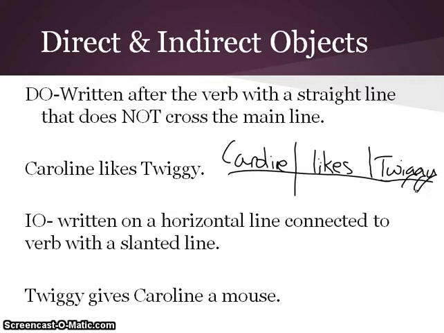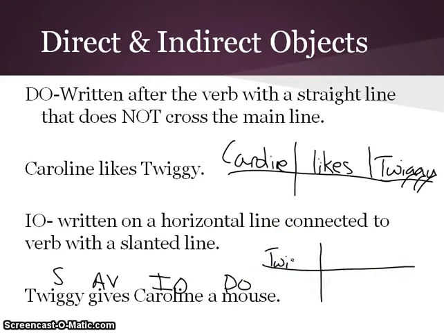With indirect objects, we place the indirect object on a horizontal line connected to the verb with a slanted line. And so we'll do the basics here. Twiggy is the subject, gives is the action verb. She gives a mouse. Who does she give the mouse to? She gives the mouse to Caroline. So when we diagram that, it's going to look like this.